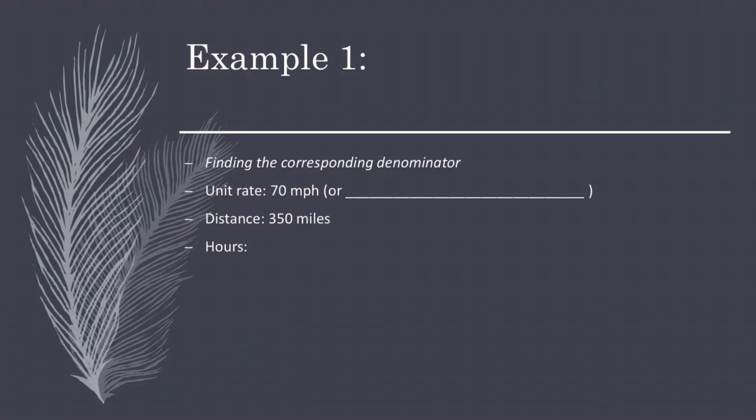So for example, this one is going to be finding the corresponding denominator because we are given the numerator. We're given 70 miles per hour, or 70 miles per 1 hour.